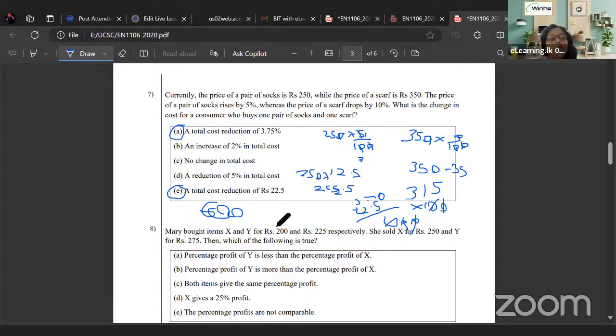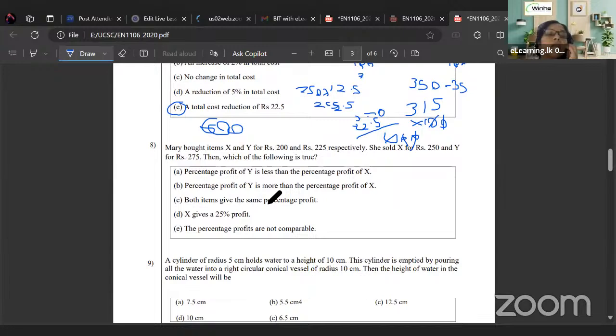Right. Now, if we move on to question number 8, Mary bought items X and Y for 200 and 225 respectively. She sold X for 250 and Y for 275. Which of the following are true? Percentage profit of Y is less than percentage profit of X. Percentage profit less than, is it equal? Let's see whether they are equal.